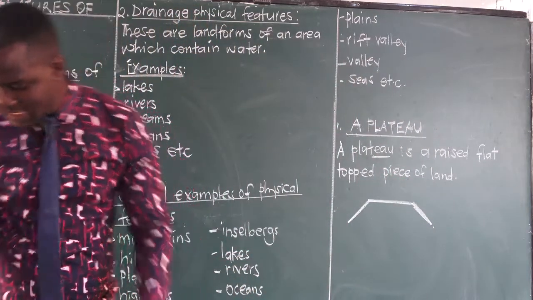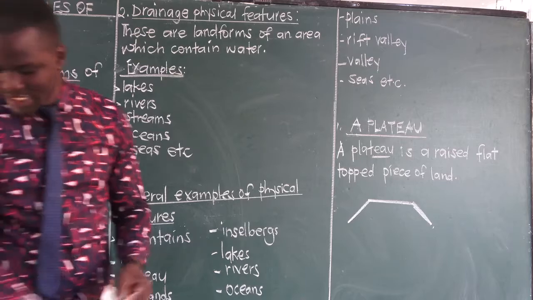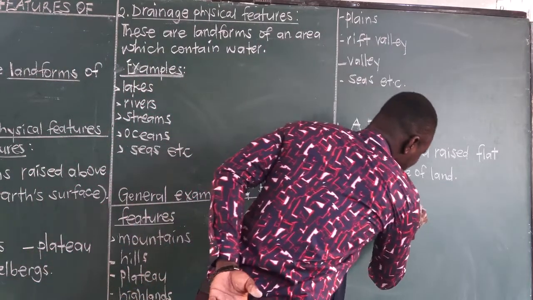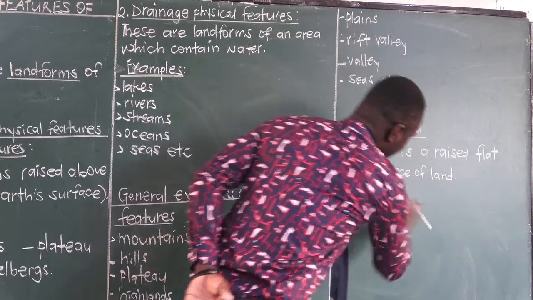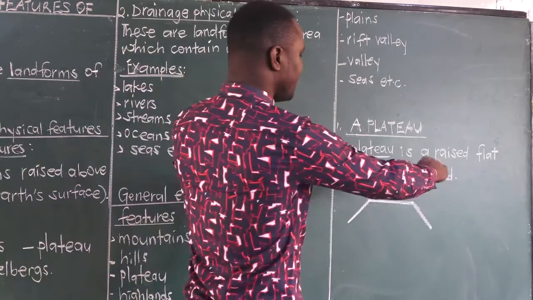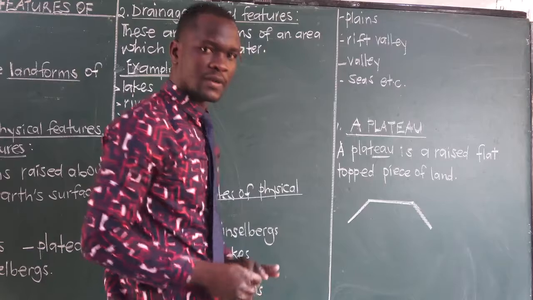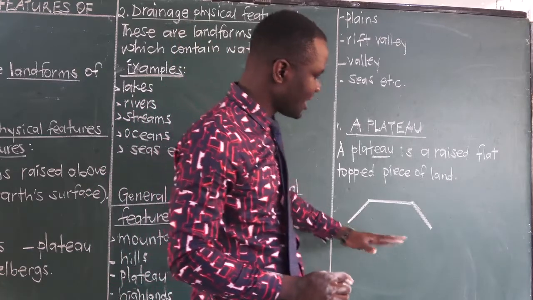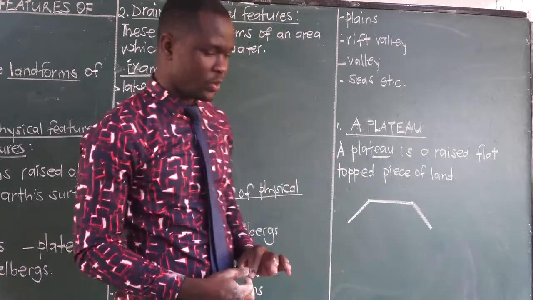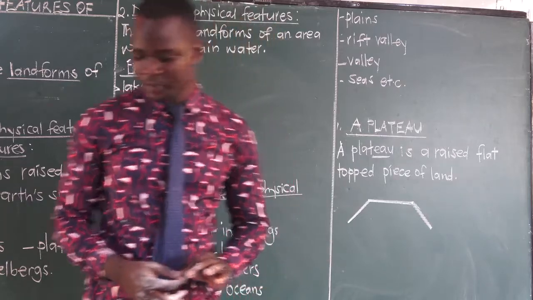So in case we are asked to draw, as we can see on page 27, they have drawn for us the symbol there for a plateau. That symbol gets for us a definition. Raised, flat-topped piece of land. This is what we call a plateau, and this is the map symbol for a plateau. This is how we represent it.